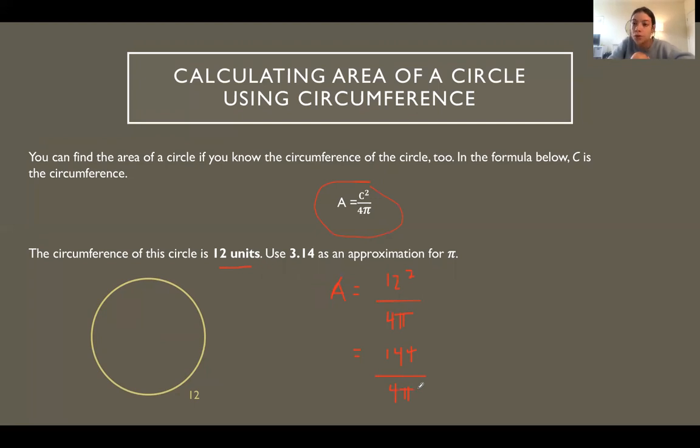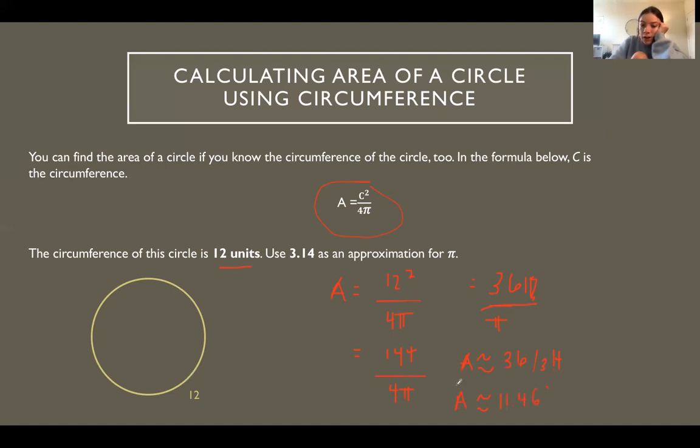And then 144 divided by 4 equals 36. So you would have 36 over pi. Sorry. And if we're going to calculate using 3.14, we get A is an approximation of 36 divided by 3.14, which means A is approximately 11.46.